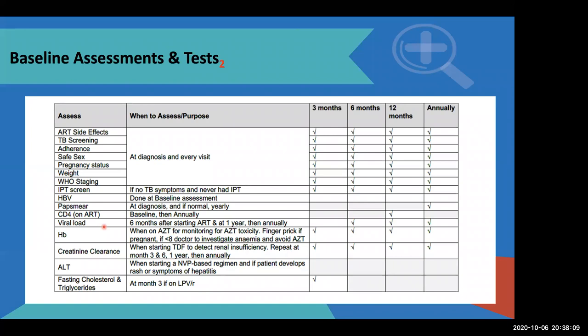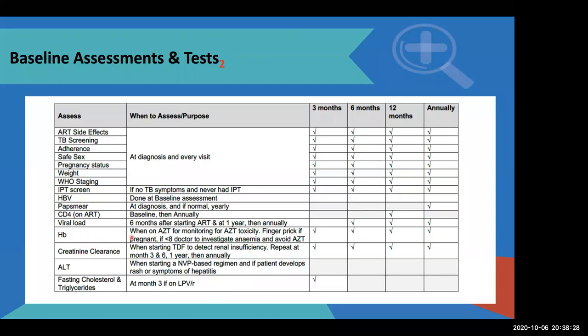Your first viral load, so there's no baseline viral load. The first viral load is done when the patient has been on ARVs for at least 6 months, right? So that's very important. And then these three drugs, you don't do them all the time. They're determined by the regimen.